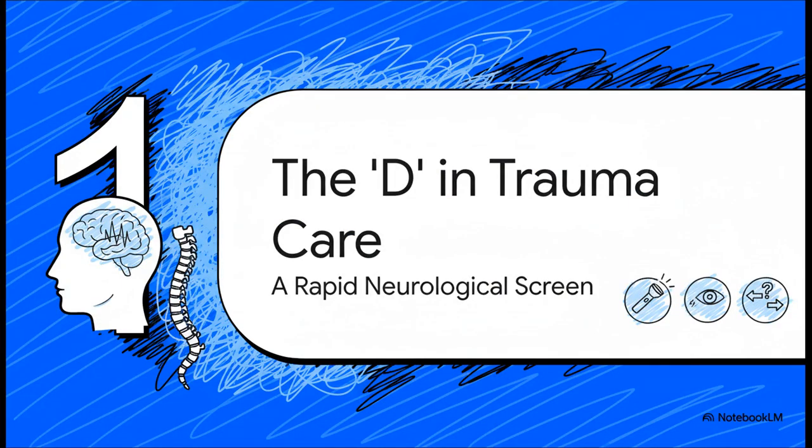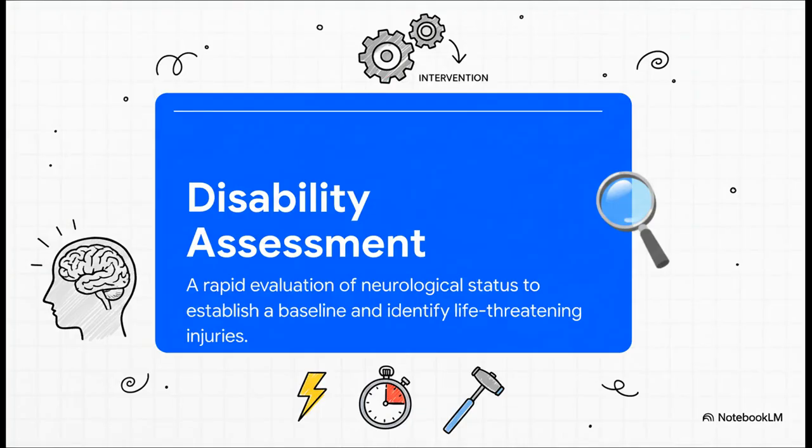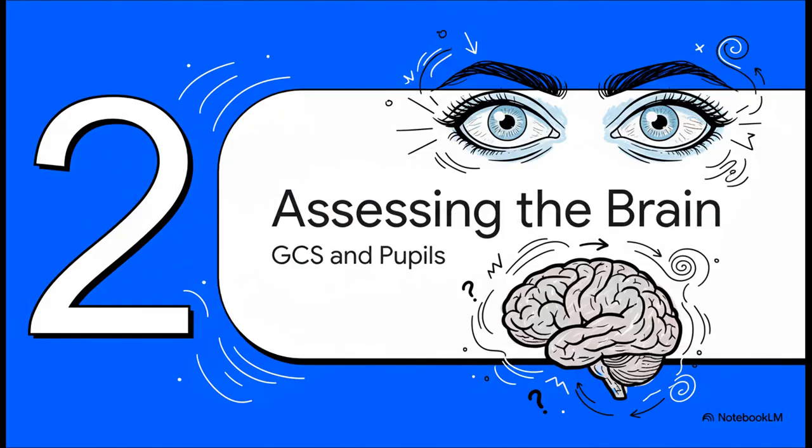The disability assessment is meant to be a really quick but absolutely vital check that we do during the primary survey. Think of it as a rapid snapshot of the patient's neurological function. The goal here is pretty simple, and there are two parts to it. First, we have to establish a baseline. What is this patient's level of consciousness right now? And second, we're looking for any immediate, life-threatening neurological problems that we have to jump on this very second. So how do we do this quickly and effectively? We lean on two of the most powerful tools we have in our initial assessment, the Glasgow Coma Scale and a good look at the patient's pupils.